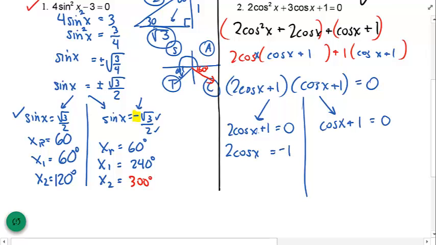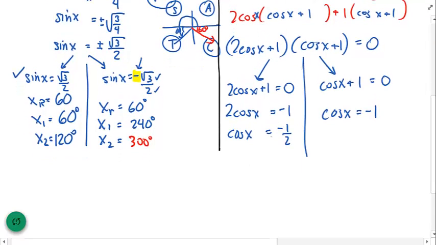So I move everything over, just like I did before, and I divide by 2. On this side, I'm just going to have cosine of x is equal to -1. Now, I have to deal with each of these equations separately. In class, we worked with, again, that triangle.